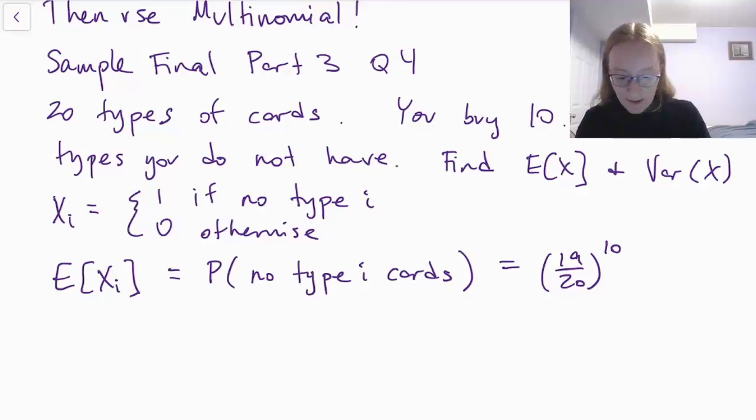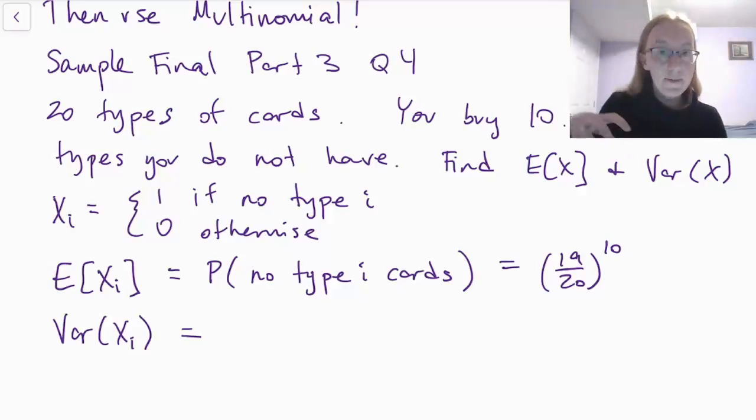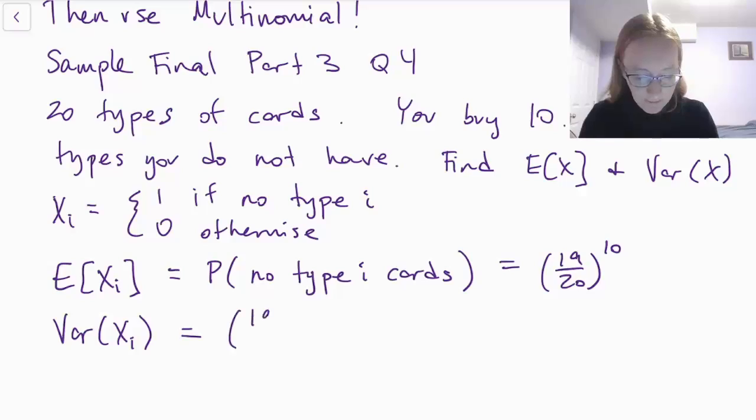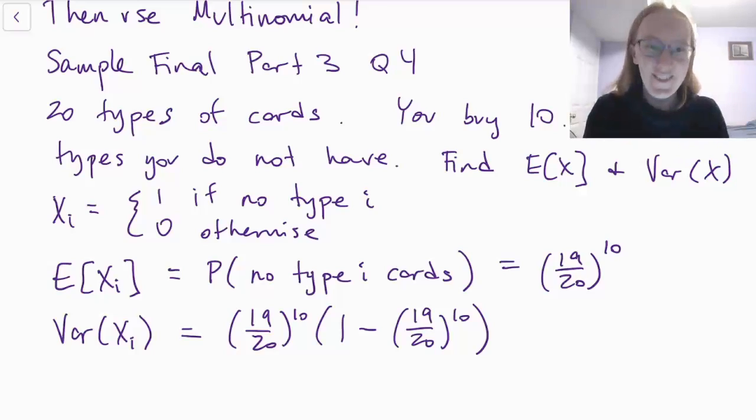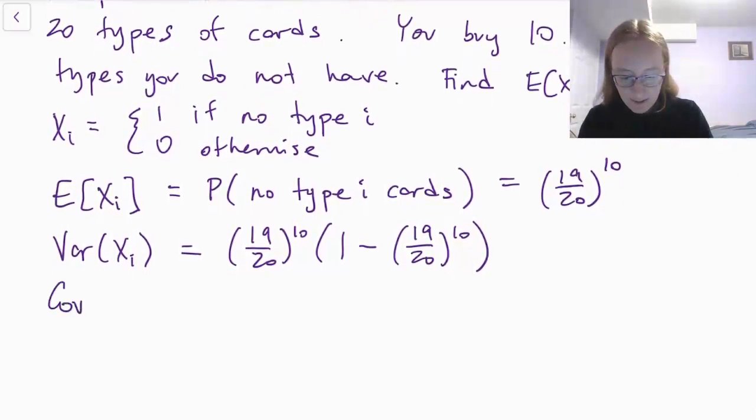And as a bonus, that instantly gives us the variance of each xi. Because for indicator variables, the variance is just the probability that the associated event is true times 1 minus the probability that the associated event is true. So that's just for free. As soon as we find the probability of the associated event with that indicator variable, we instantly have the mean and the variance. The last thing we're going to need is the covariance of xi and xj.